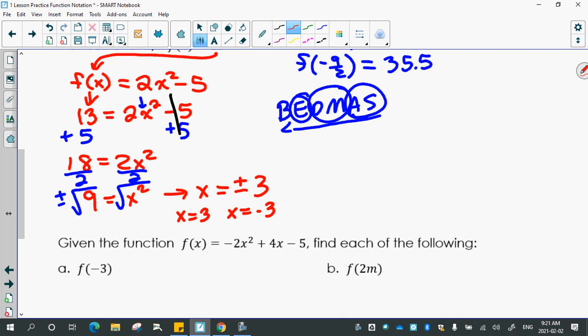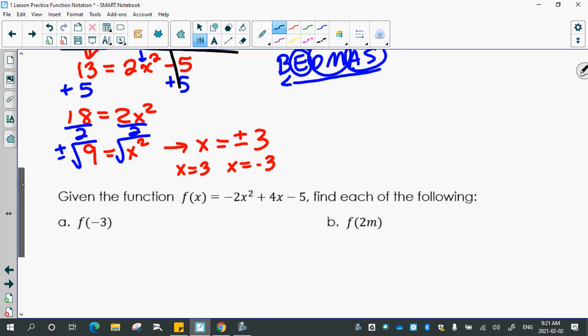Which means if I put 3 in here, I would get 13 out. And if I put negative 3 in there, I would get 13 out. Okay? And you can think it through. If I put 3 in, 3 squared is 9, times 2 is 18, minus 5 is 13. So you can check your answer when you're done. Make sure it makes sense. Okay? All right.